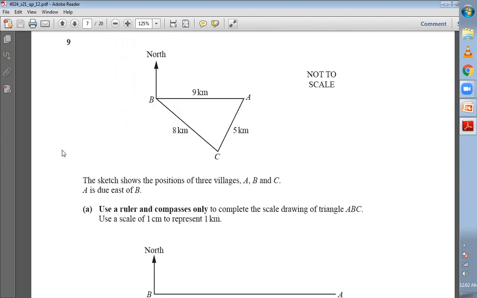This is question number 9. The sketch shows the positions of the 3 villages A, B, and C. A is due east of B. Use a ruler and compasses only to complete the scale drawing of the triangle ABC. Use a scale of 1 centimeter to represent 1 kilometer. They have already drawn the line AB, which is supposed to be 9 centimeter.